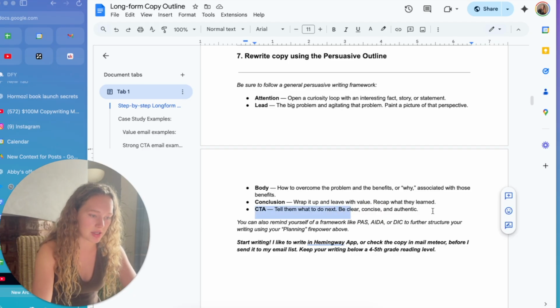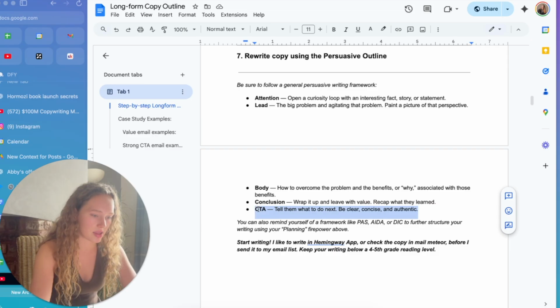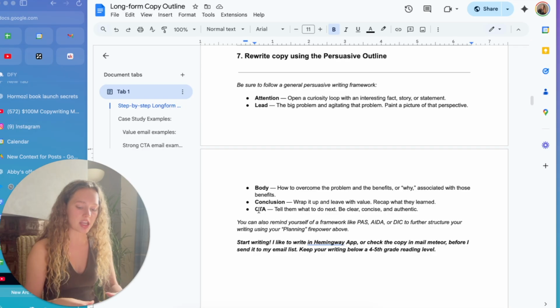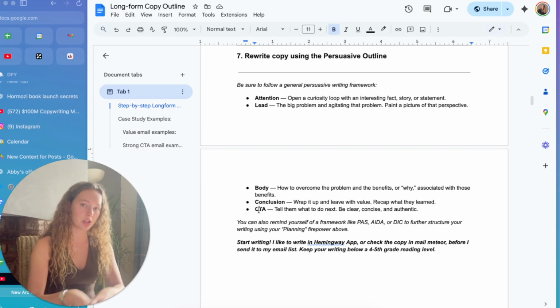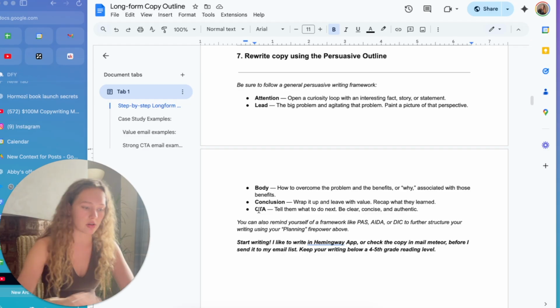CTA: tell them what to do next, be clear, concise, and authentic. For the CTA for this post that I'm writing about Ben, I'll just use that as an example because I think it's great. The CTA is like, if you want the same system we used to help Ben get started, launch his sales page so that he could sell before his course was even built, book a call here and we will show you the full roadmap that we've used to get to $3 million in sales.